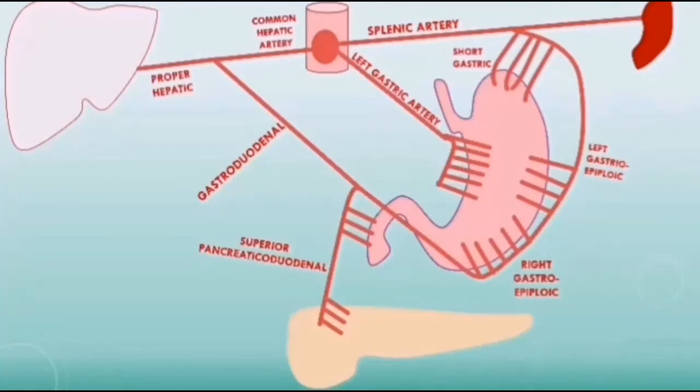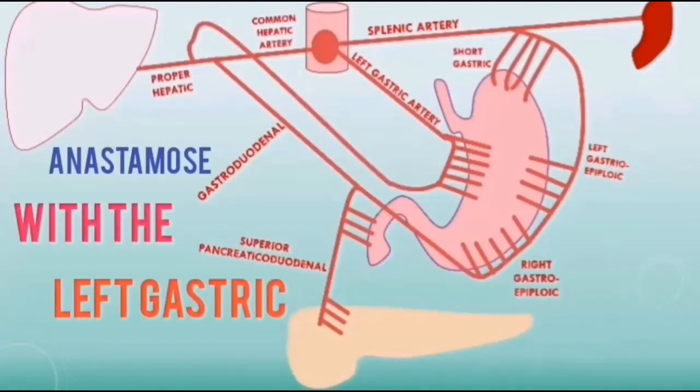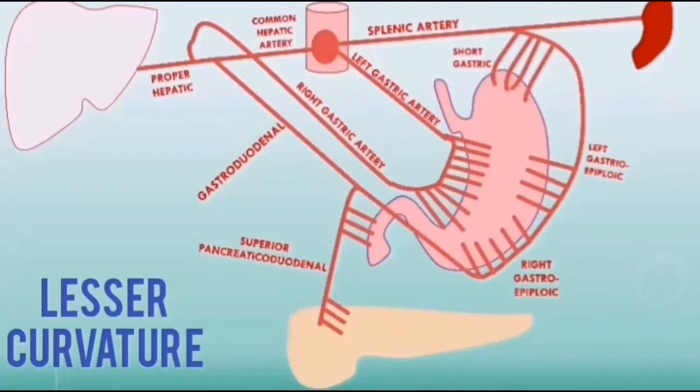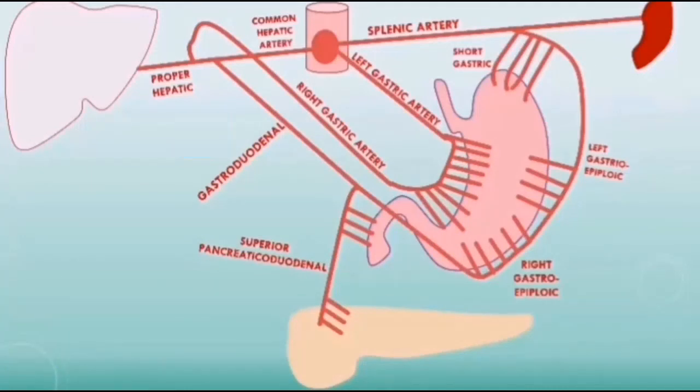The proper hepatic artery gives a branch which will anastomose with the left gastric artery. This artery is called the right gastric artery, and it will supply blood to the lower aspects of the lesser curvature of the stomach. The proper hepatic artery will supply blood to the liver.